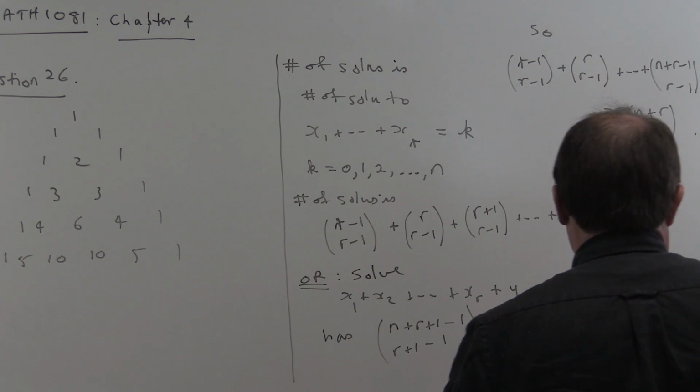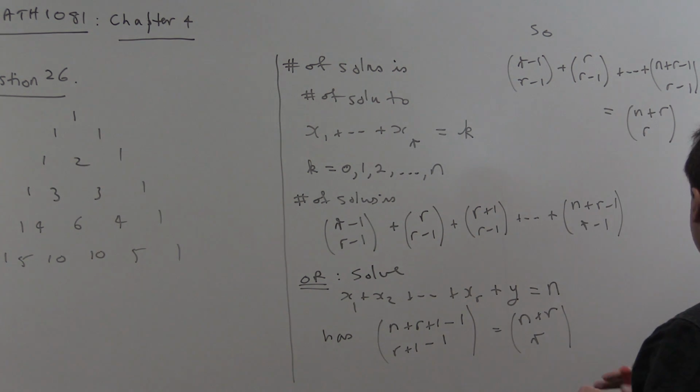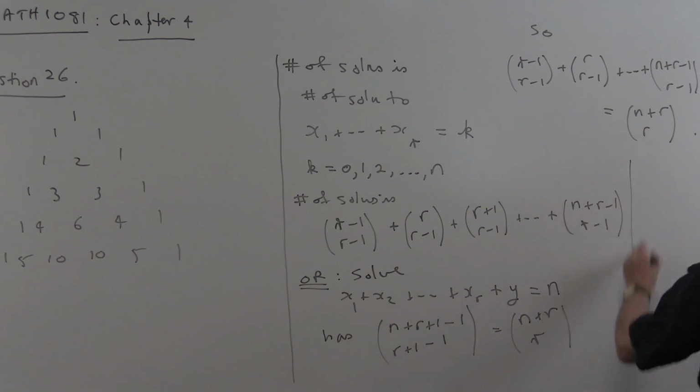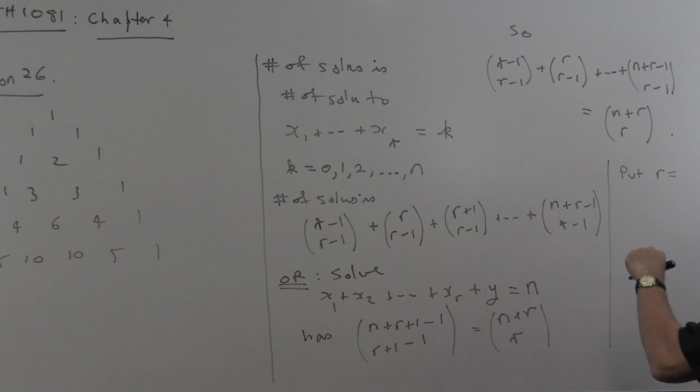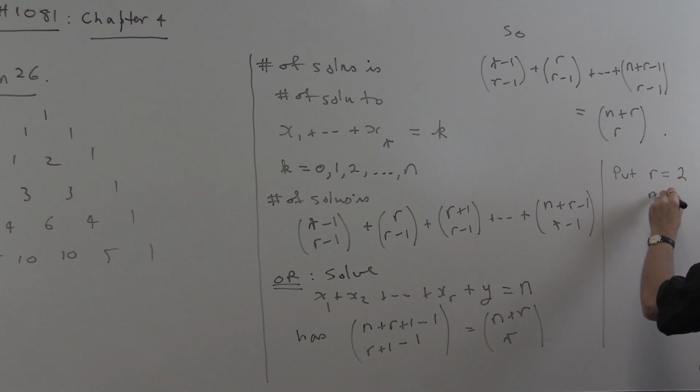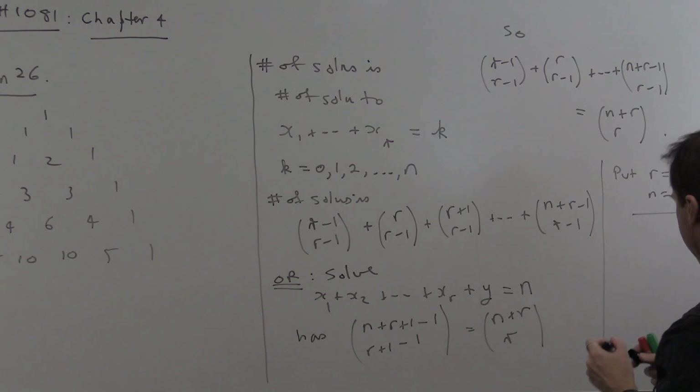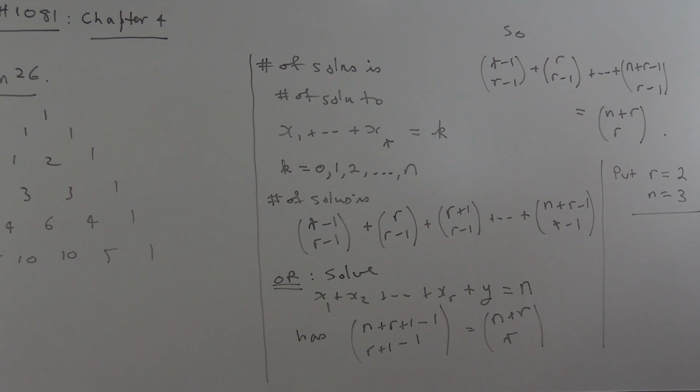So in particular, I'm going to specialise here. I'm going to put r equal to, say, 2 and n equals 3 into my formula here. I'm actually just going to put 3 here and 2 there, I think. So I see what's happening.